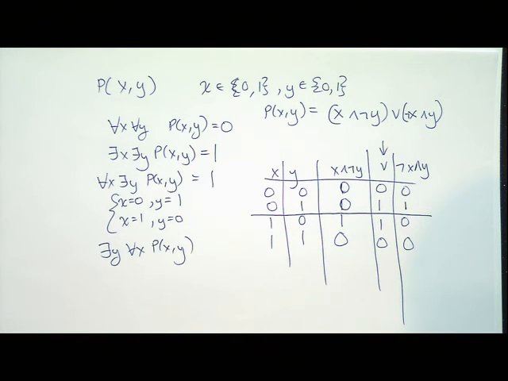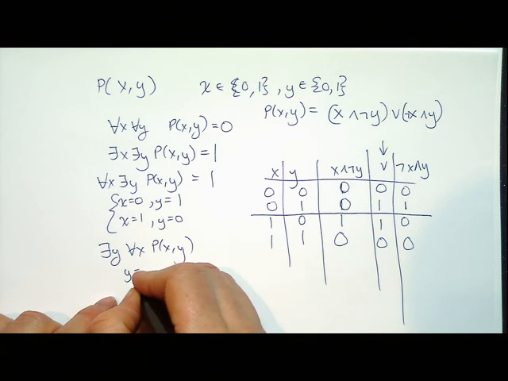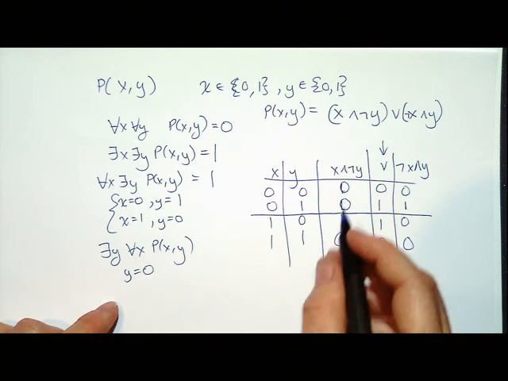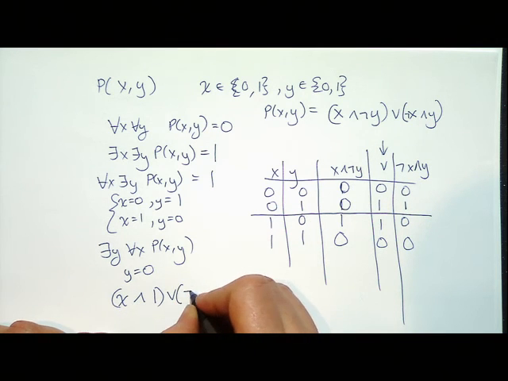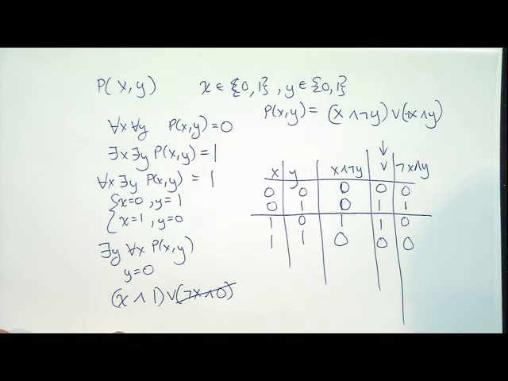So pick a y value, and then no matter what x is, p of x, y has to be true. Is that the case? How do we know that there is no such y value? There's only 2 y values. I can try them both and see if it doesn't matter what x is. So I can try y equals 0, and plug that into the function. So I can say x and 1, or not x and 0. This is always going to be 0, right? So x and 1, is that always going to be true? No, it's not. So y equals 0 doesn't work.